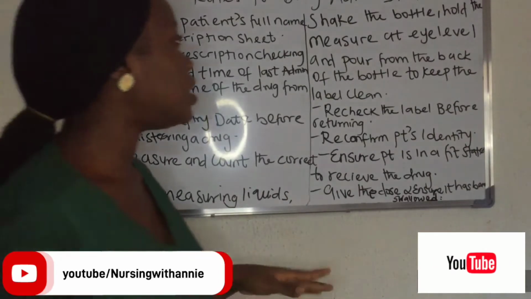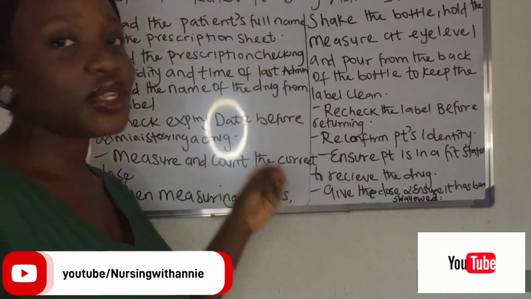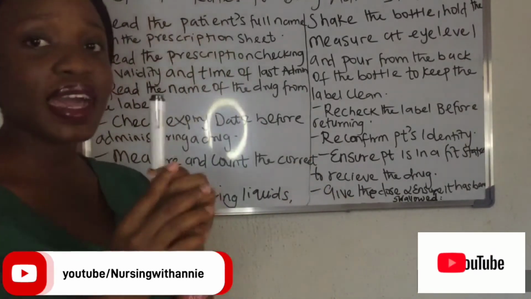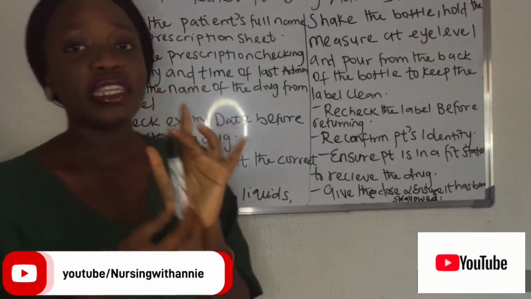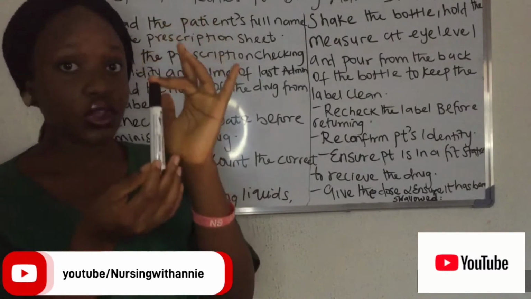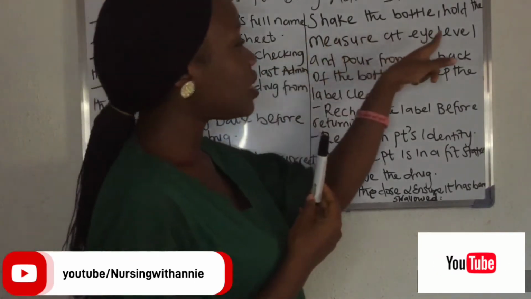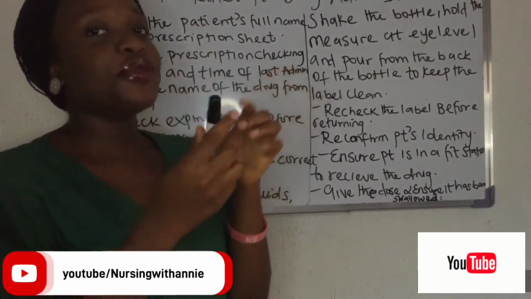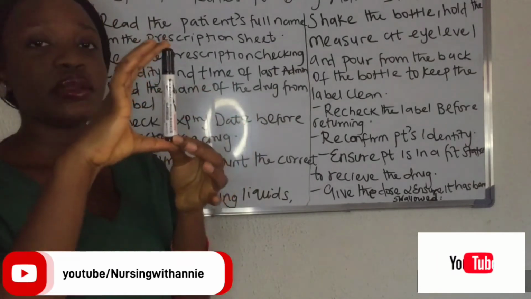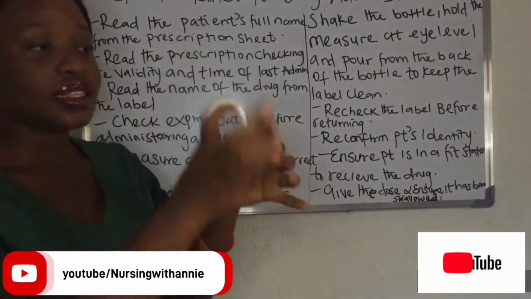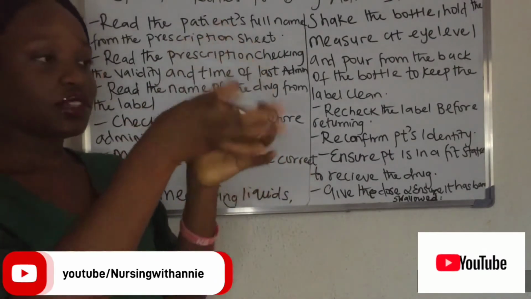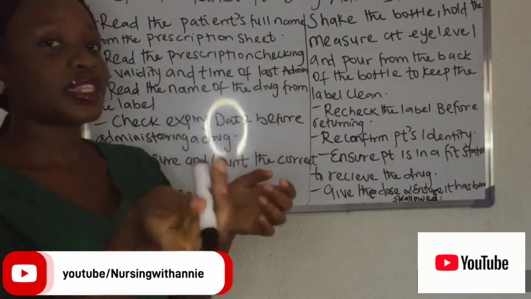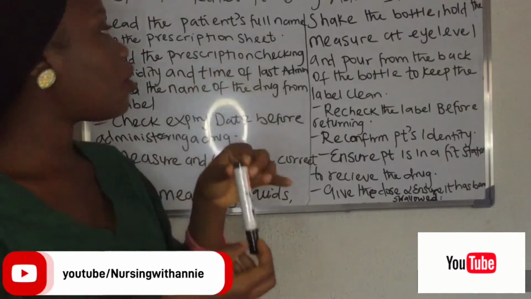Then, when measuring liquids, shake the bottle, hold, measure at eye level. Okay, let me come again. When measuring liquids, I'm going to use this marker as an example. Let's take for instance that this marker is a bottle of liquid drug, like maybe a cough syrup. First, you shake the bottle, and when shaking the bottle, you don't shake like this. No, it's very wrong. You hold the top and then the bottom, and you shake like this. Do you see how I'm shaking it? Not vigorously like this. No, just gently. You shake upside down.